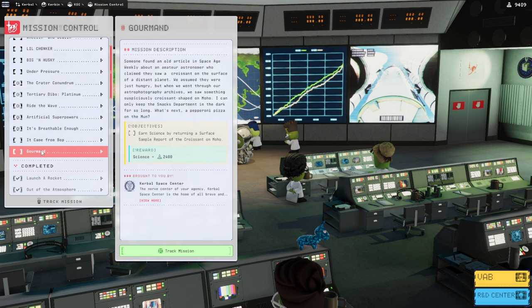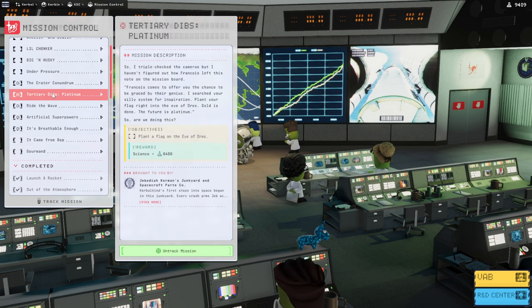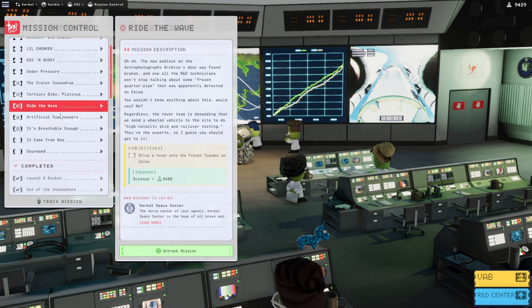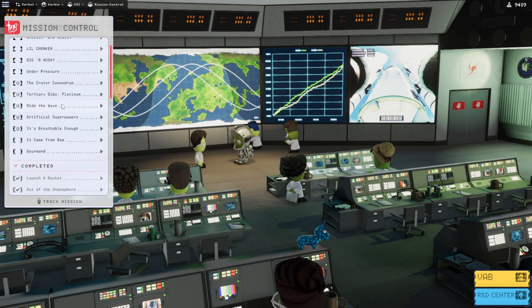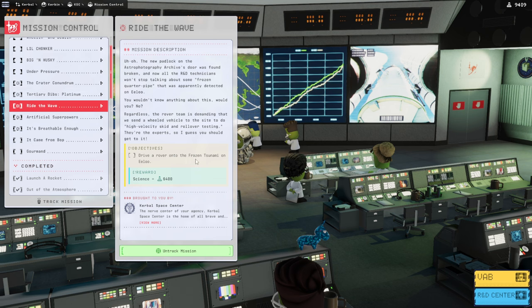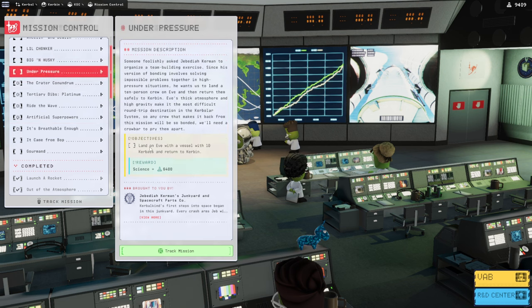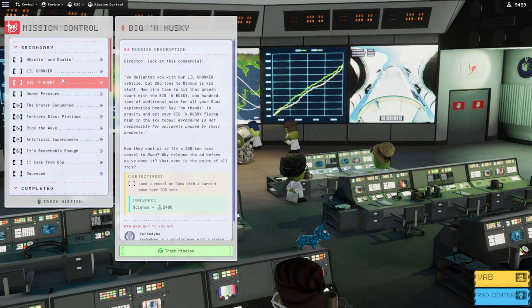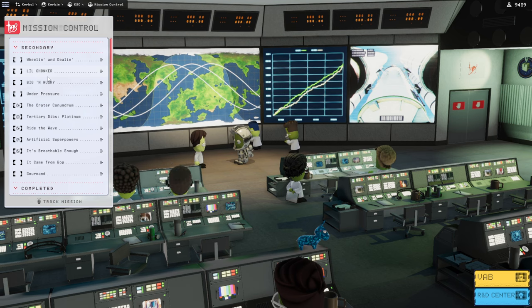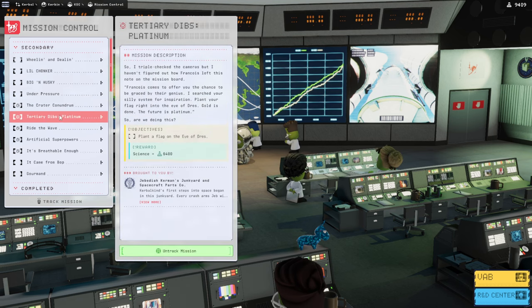I'm still tired of Jool. Still tired of Jool. And MOHO. Maybe Dres now? Plant a flag on the Eye of Dres. I mean, that's 6,400. The rover onto the frozen tsunami of Ilu is about the same, except for landing 10 Kerbals on Eve and returning them to Kerbin is the same amount of science. I think that should be more science. So yeah, the most lucrative thing is just planting a flag on the Eye of Dres, and we haven't visited Dres, so I guess it's time to visit Dres.